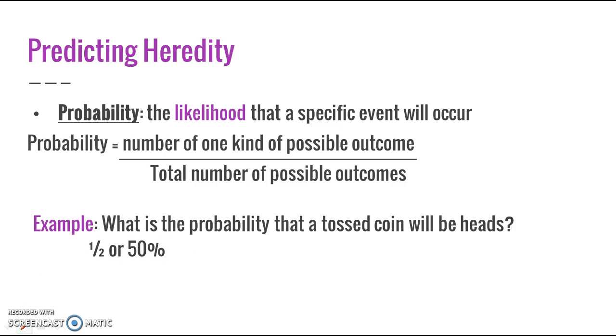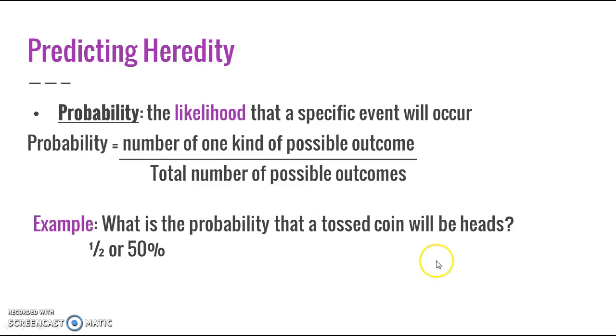We can also ask ourselves about the probability of a couple having a child that is male. And the answer every time a couple has a child is 1 out of 2 or 50%. There are 2 different genders possible, and one of those is male.